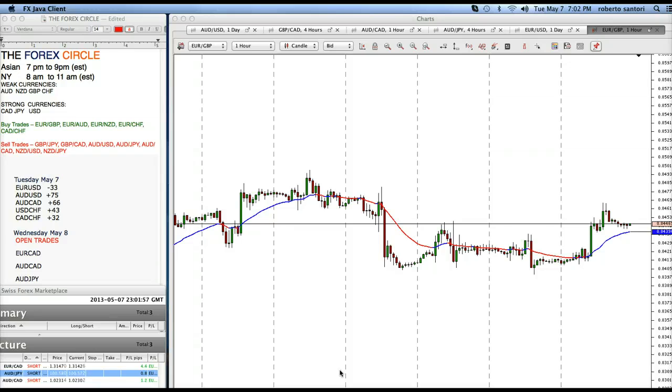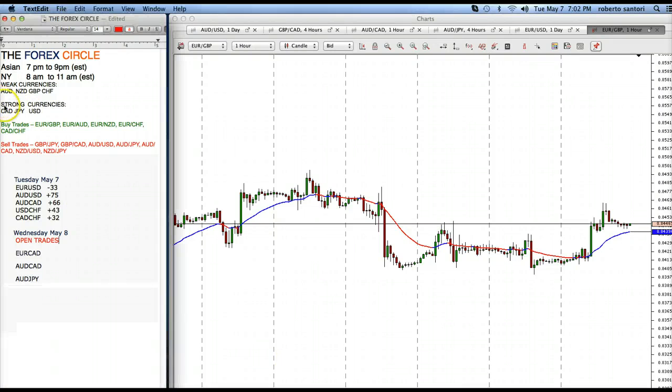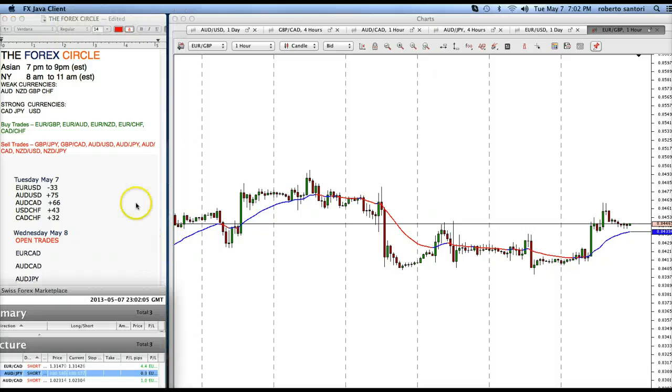What I'm going to do from now on is post the daily signals right on the notepad, and also put all the trades that were taken, pips made or gained, loss, and weak currencies, strong currencies, while we're doing the analysis. So let's start. If there aren't any questions, I'll go ahead and start with each one.